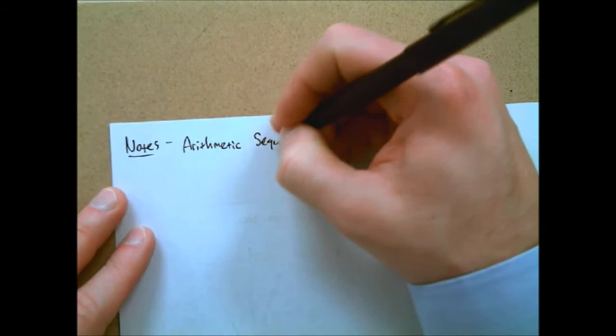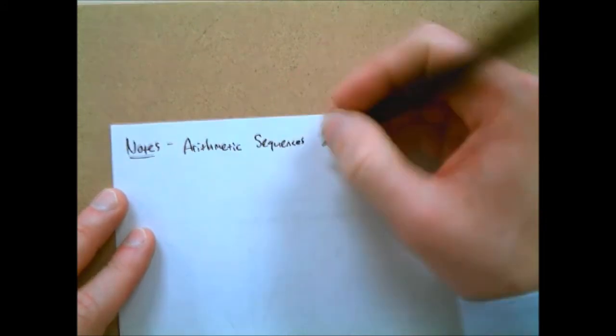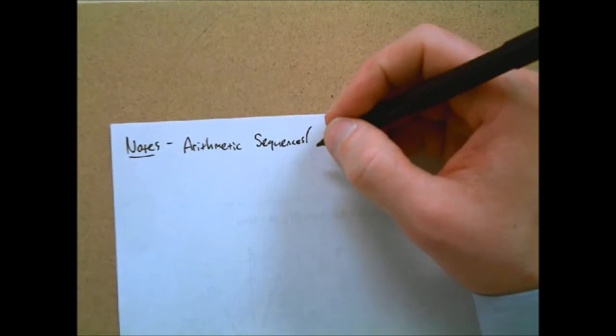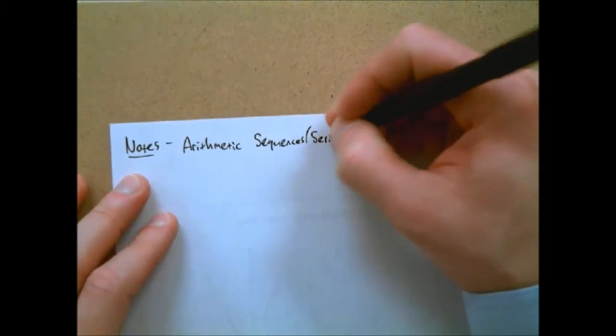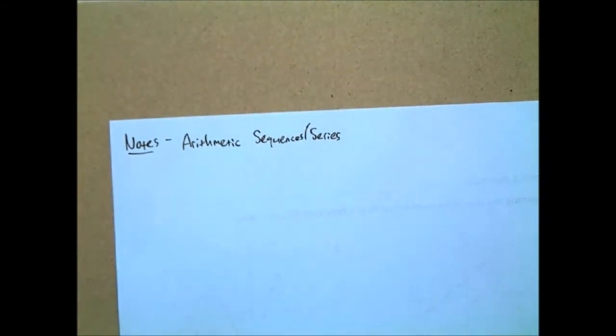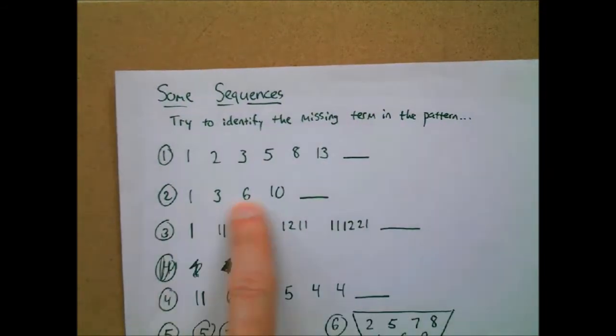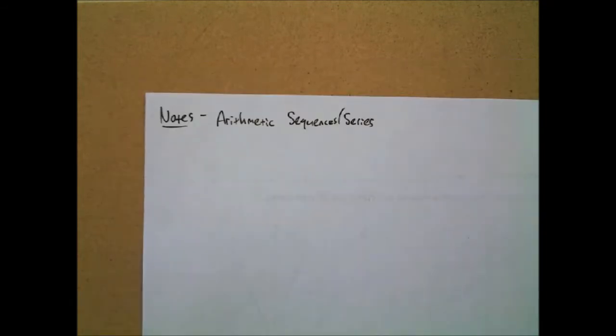All right, today we're going to look at a specific kind of sequence. A sequence is just a list of numbers. When you looked at the warm-up earlier, most of those were just sequences, right? Just a list of numbers that hopefully have some sort of meaning behind them and how you find the next ones. And then we'll talk about a series in a second here.